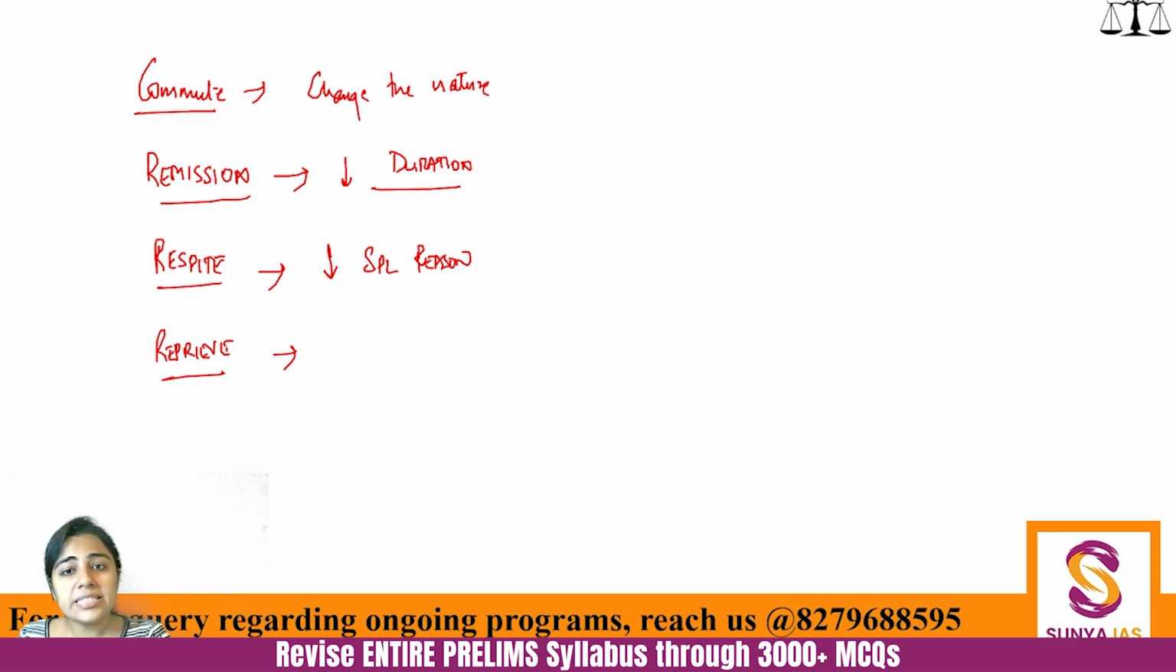Reprieve means that you put a hold on this particular sentence. Reprieve means that you put a break on a sentence for a particular while. You are not reducing the amount of sentence. You are just putting a break on the sentence for a while for any particular reason. So in respite and remit, you are reducing the period.